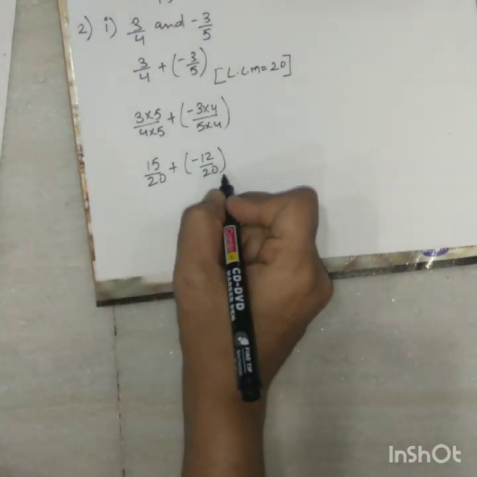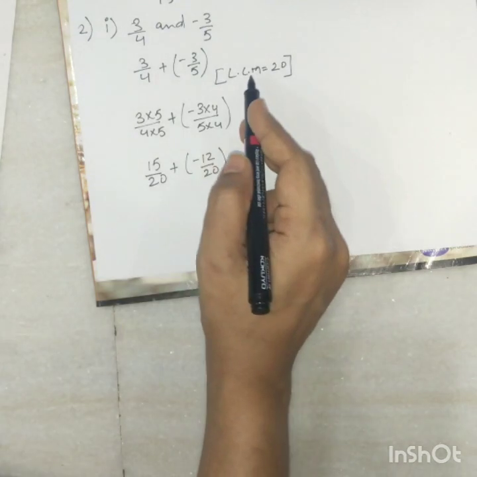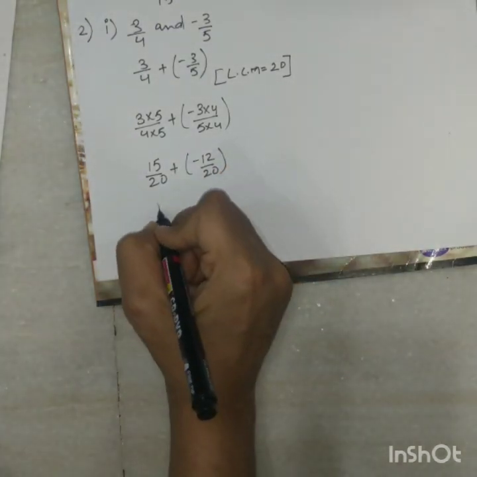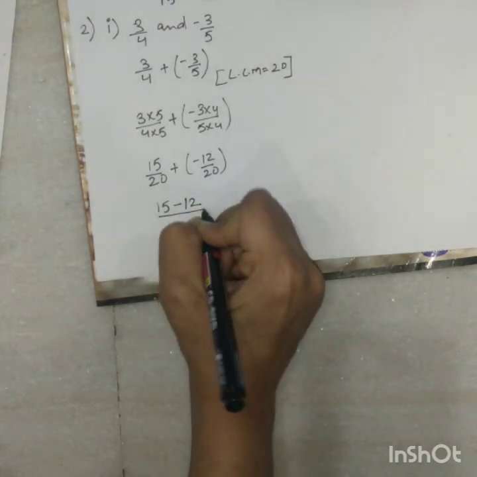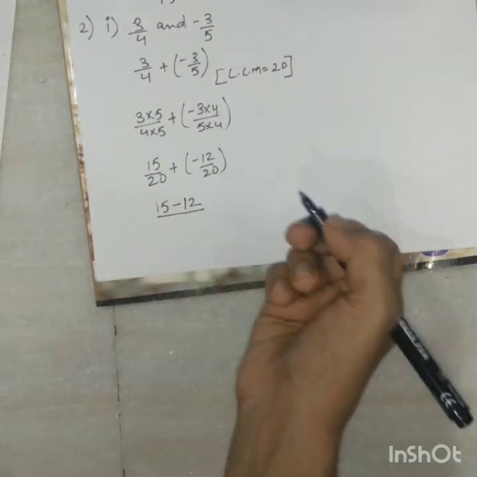Now we have made the denominator common by taking LCM. So what I will do now, as usual, as we did in the previous sum, 15 plus minus will be minus.